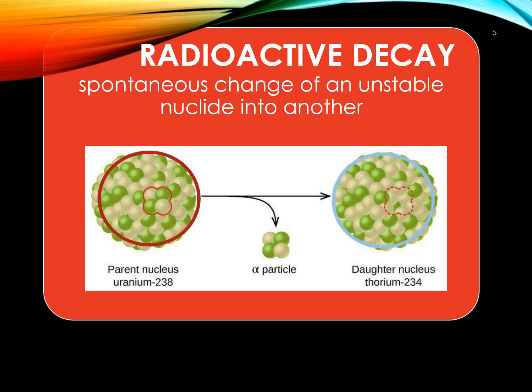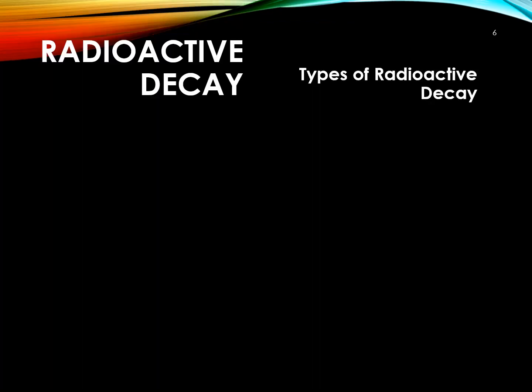The daughter nucleus can either be stable or unstable. As the decay progresses, the daughter nuclide lies closer and closer to the belt of stability. Hence, we can use the neutron-proton plot to determine the type of decay going on in a reaction. What are these types of radioactive decay? For this video, we will only discuss the 5 common types of radioactive decay.